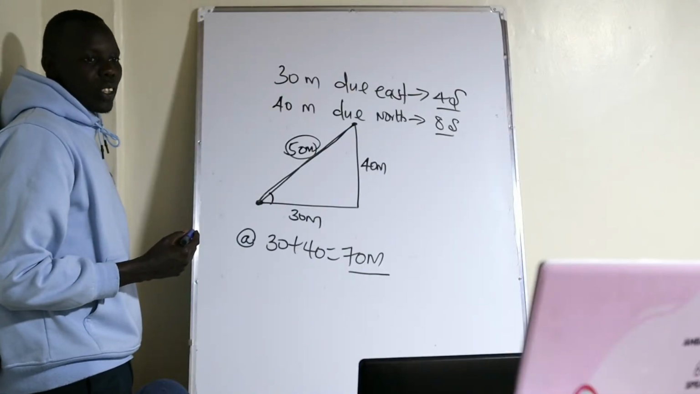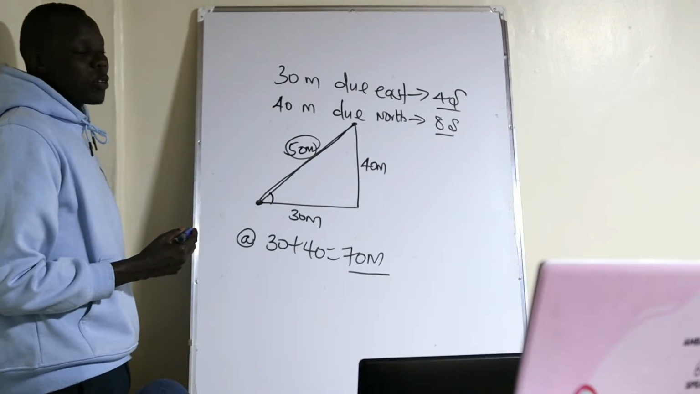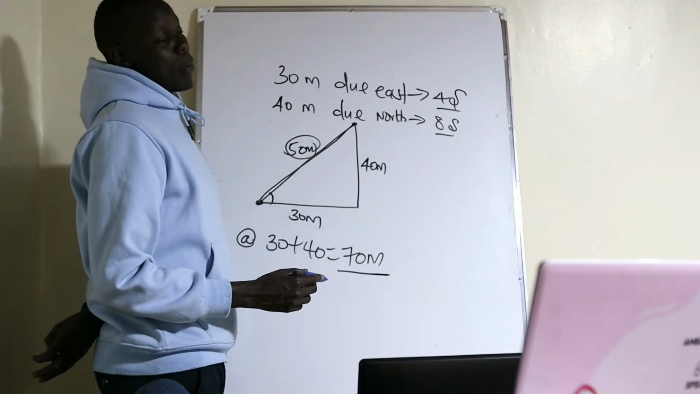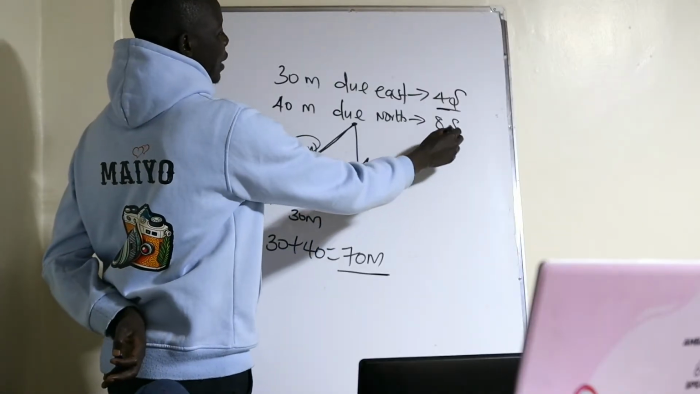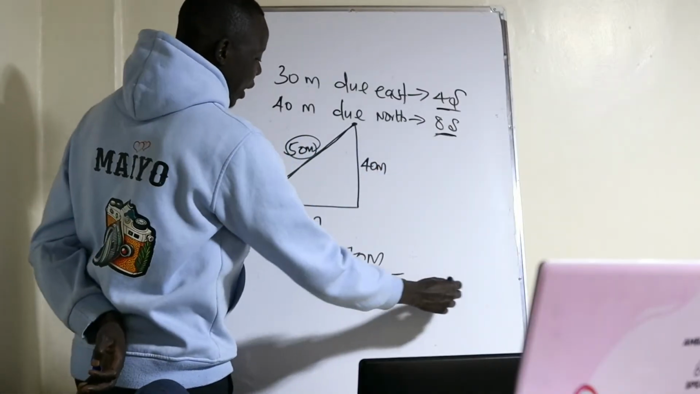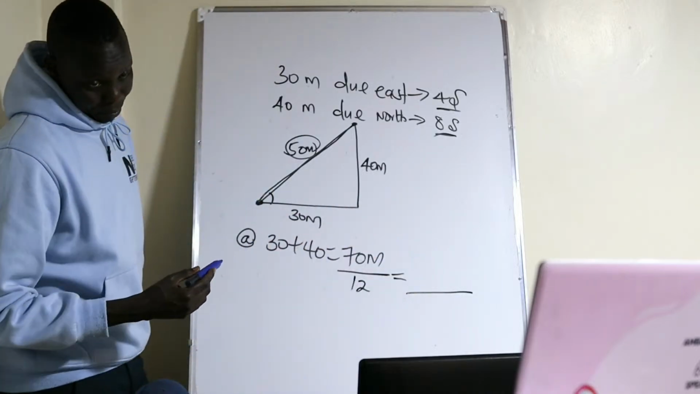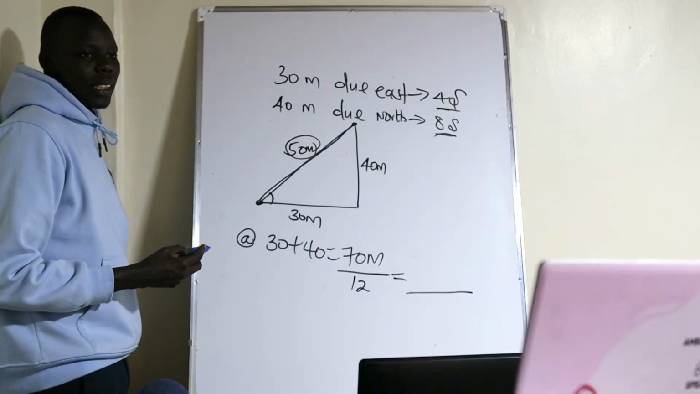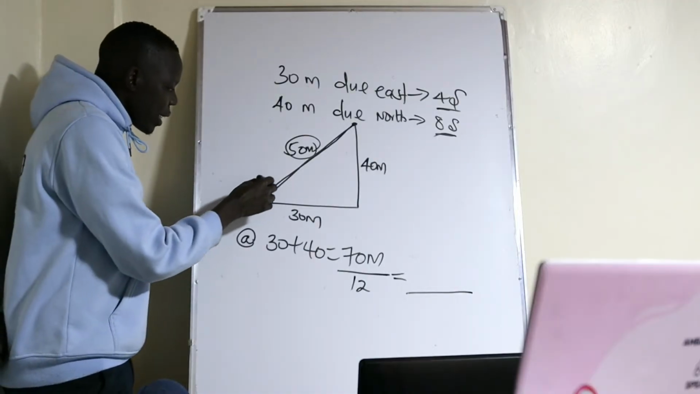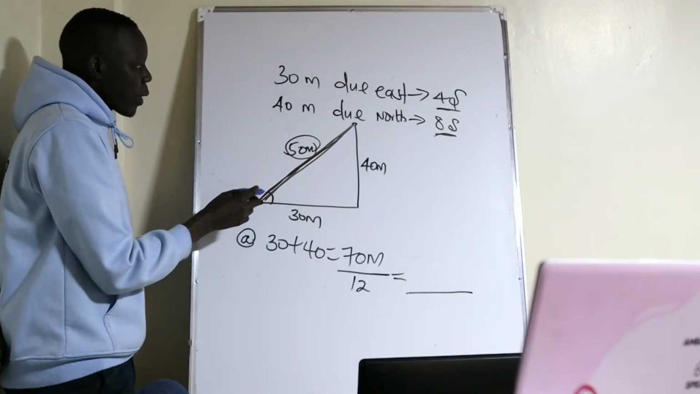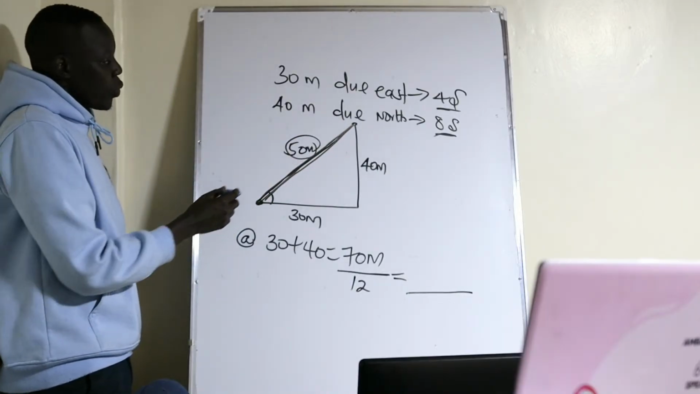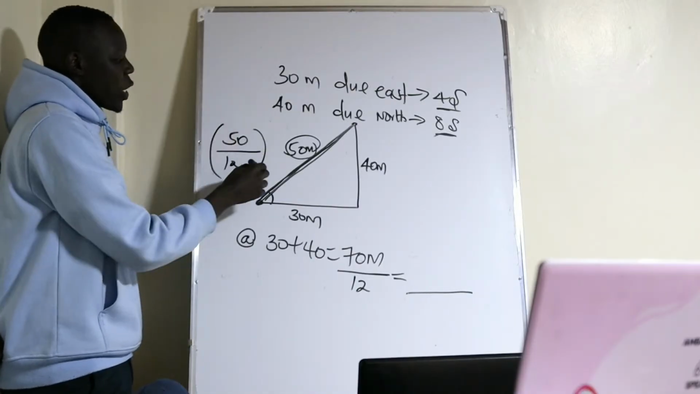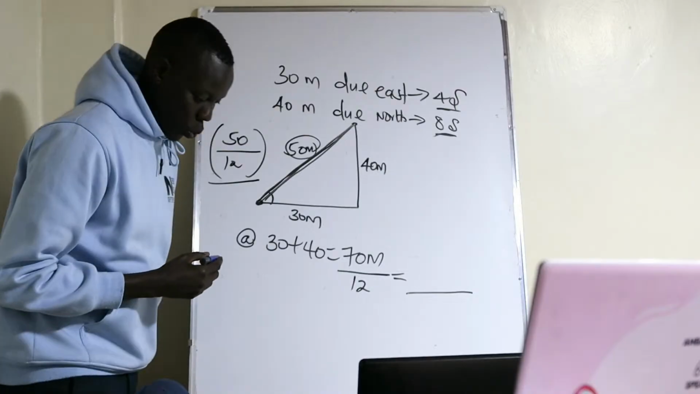Then the average speed of the body. Average speed is the total distance, which is 70, divided by the total time, which is 4 plus 8, so you divide by 12 here. You will get the speed. Then, concerning the average velocity, it's going to be the displacement, 50, divided by time, which is still 12. And you'll get what you are supposed to get.